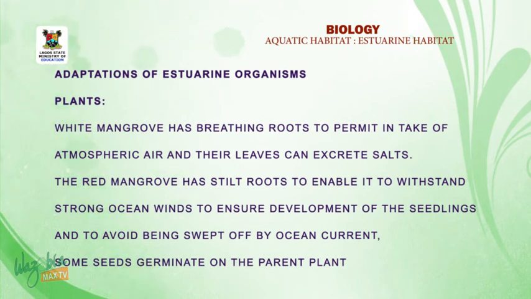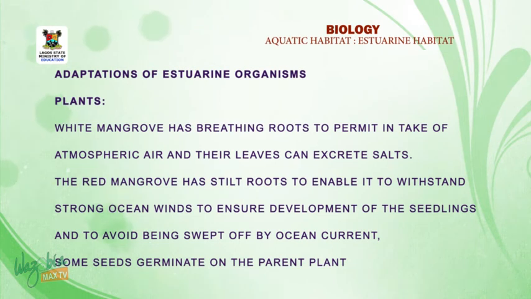That is adaptive features of estuarine organisms. White mangrove has breathing roots to permit intake of atmospheric air, and their leaves can excrete salts. Then the red mangrove has stilt roots to enable it to withstand strong ocean winds.